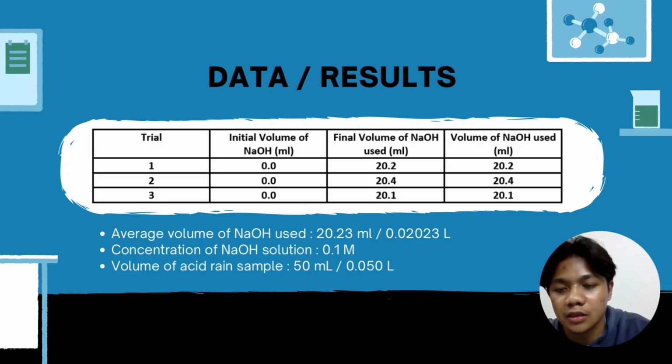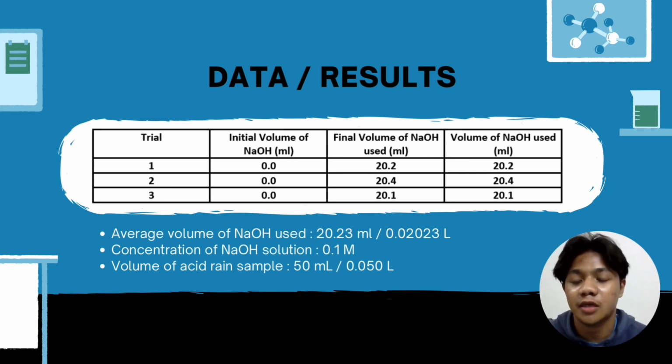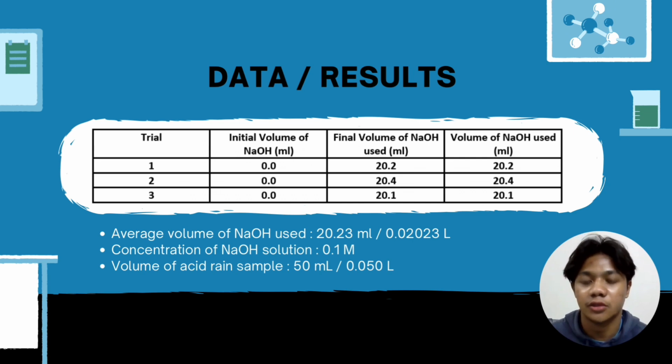Okay, so here are the data and results of the experiment that we have conducted to determine the presence of acid in acid rain using the acid-base titration. So keep in mind that the titrations are repeated until the difference in volume of acid is in the range of 0.30 for 3 experiments. Hence, that's why we use 3 trials.